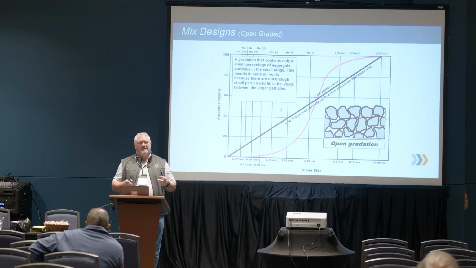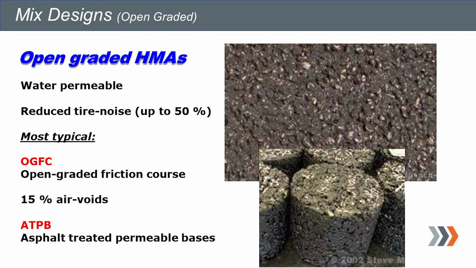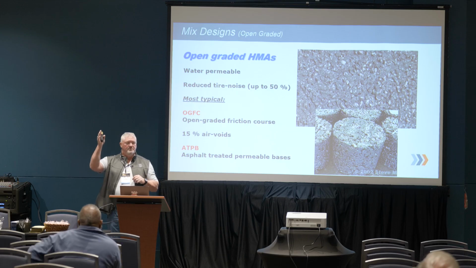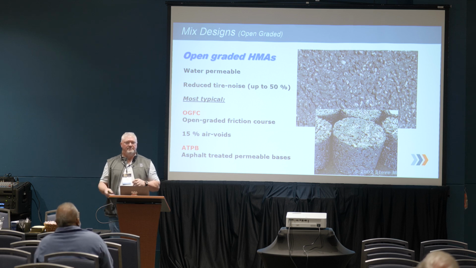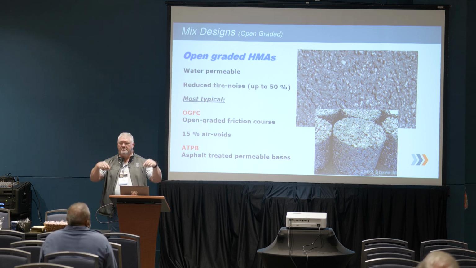A lot of places are looking at this as a surface mix to reduce noise and reduce water splashing when you have rain. High void content's usually around 15%, but they're also looking, like I said, for a noise reduction, so they don't have to build those barrier walls on the side of the highways to reduce noise. All the noise goes into the mix, doesn't get reflected out.